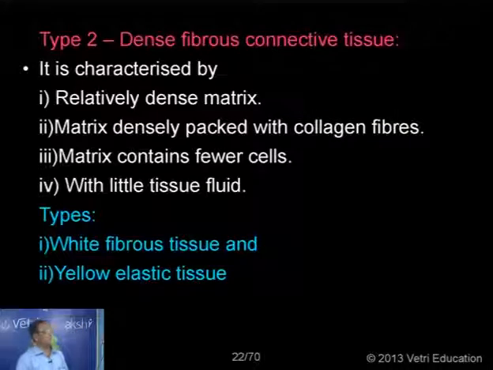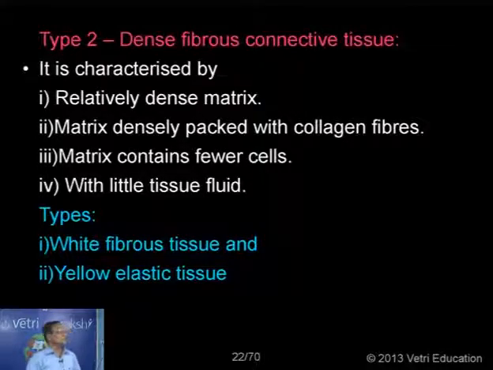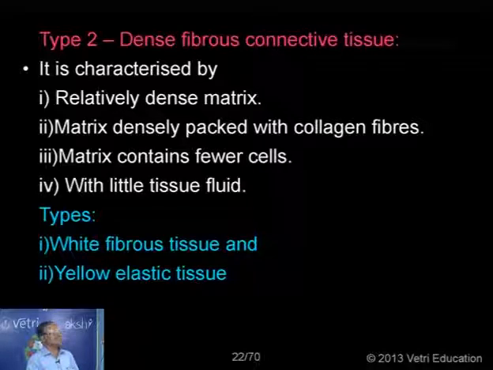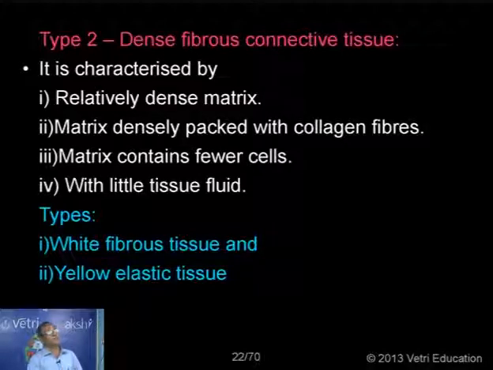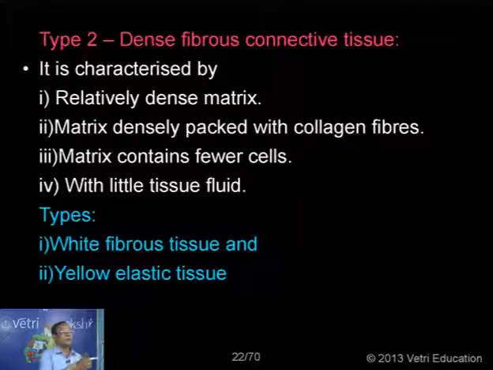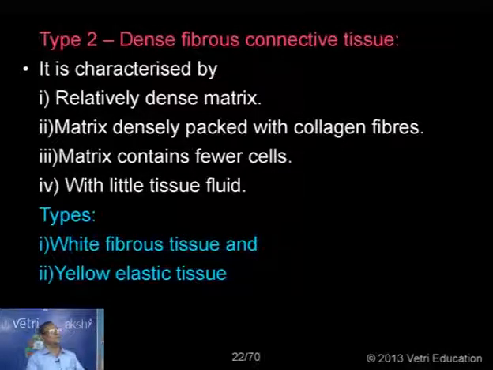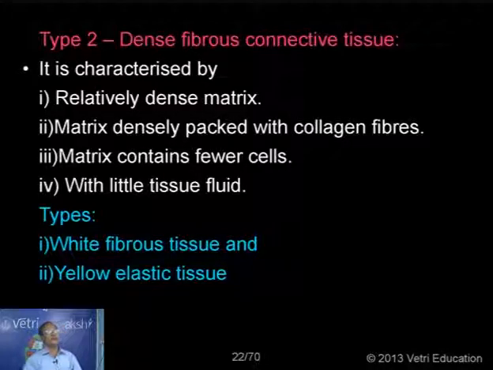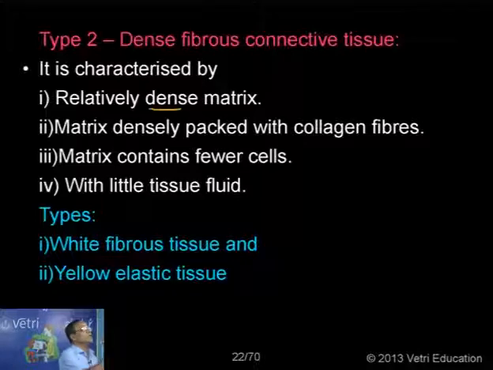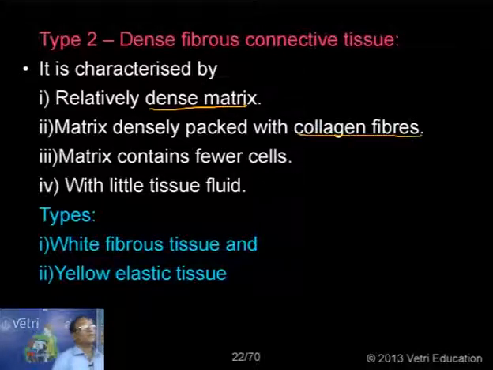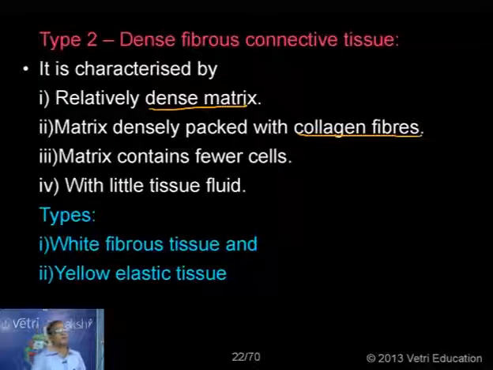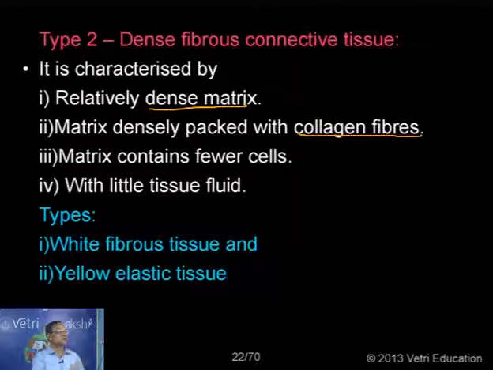Now the second type, dense fibrous connective tissue. Under the connective tissue proper, there are two types, loose connective tissue and dense connective tissue. Under the loose connective tissue we have completed the four types. Dense fibrous connective tissue, the name itself gives the answer. It contains normally the matrix. The matrix is very dense, number one. And number two, a large number of collagen fibers, bundles of collagen fibers, are found packed within this dense matrix.